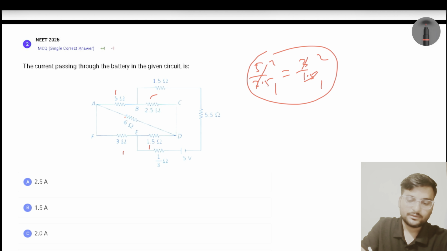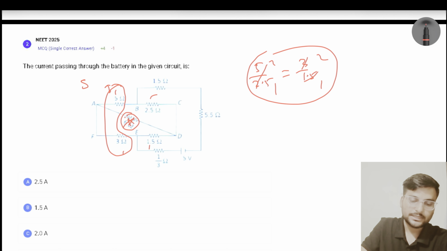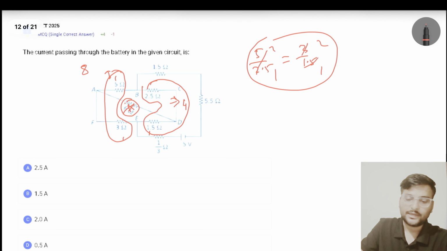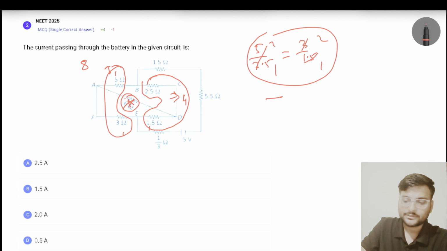So if we remove this 6 ohm resistance, then these two are in series, that is 8, and these two are in series, that is 8, and this is 2.5 and this is 4. Okay, 8 and 4. So the circuit looks like this. This is 8 and 4, and this is 1.5. Okay, this is 5.5, 1 by 3, and one battery is connected here. Okay, this is the circuit.